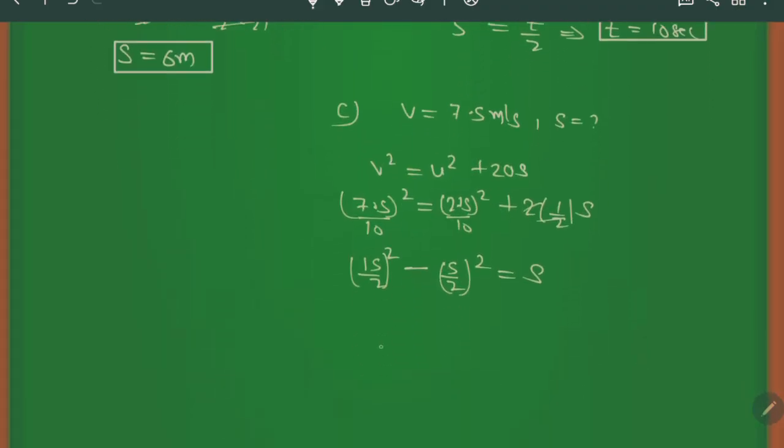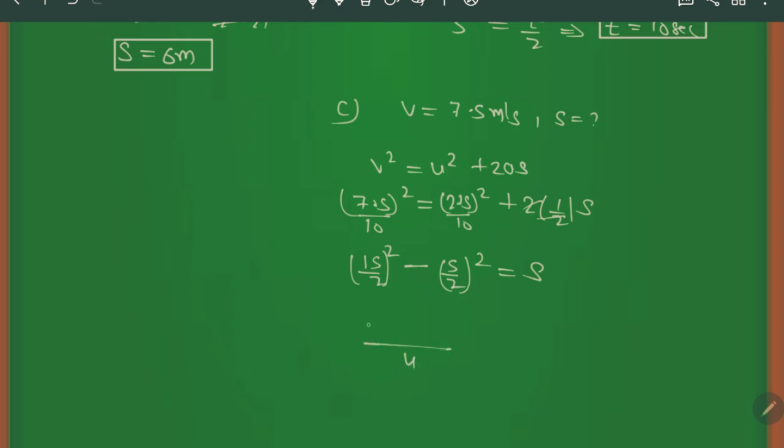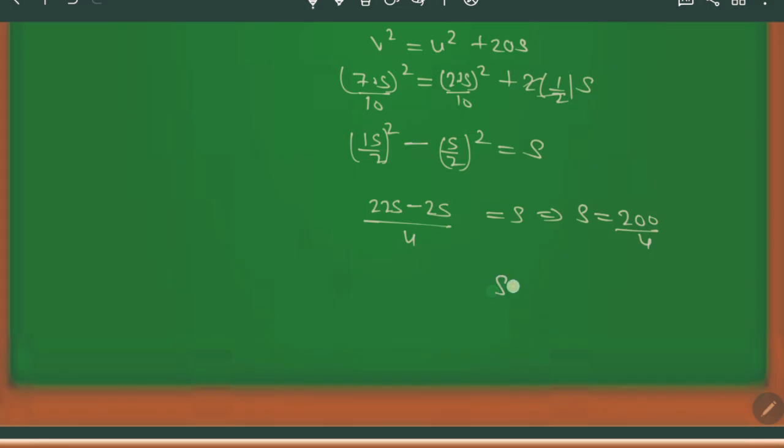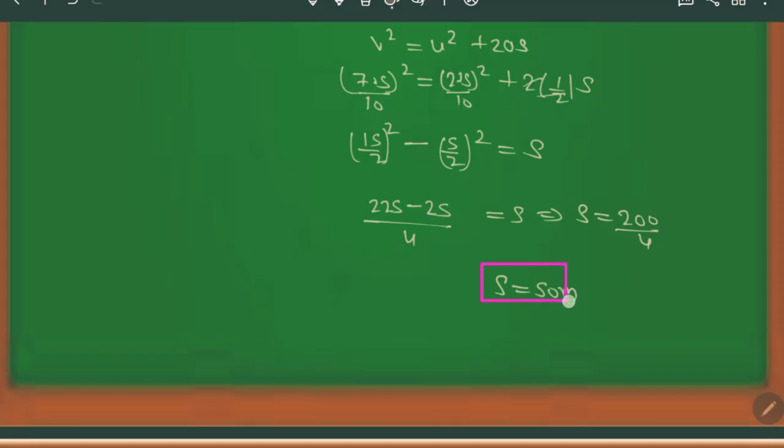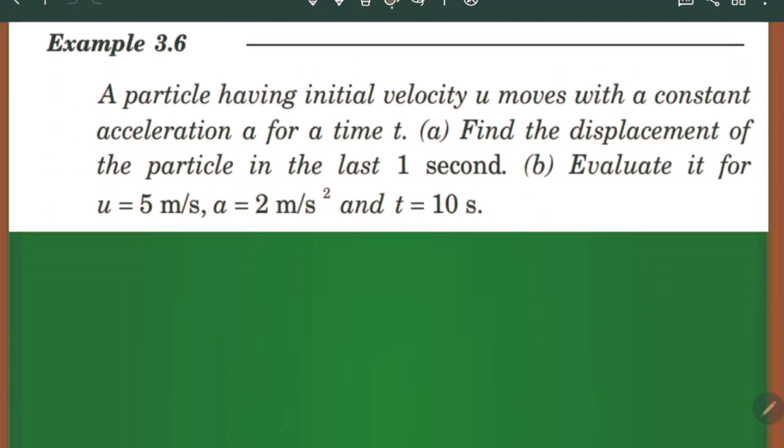So this is 2 2 is 4, 5 5 is 15, 225 minus 25 is equal to s. So s comes out to be 200 divided by 4, so s comes out to be 50 meter.